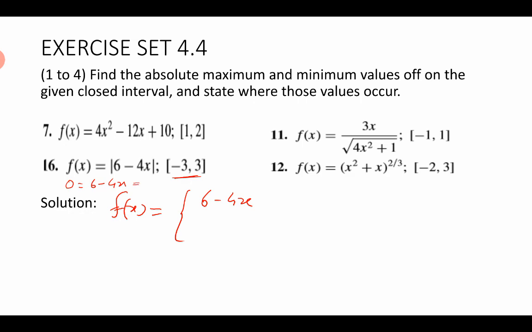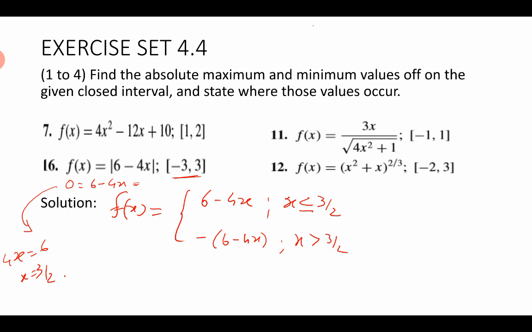So what do you get? That's what you get. 4x is equal to 6, x is equal to 3 over 2. You see, so when x is less than or equal to 3 over 2, this is positive 6 minus 4x, and negative 6 minus 4x when x is greater than 3 over 2.